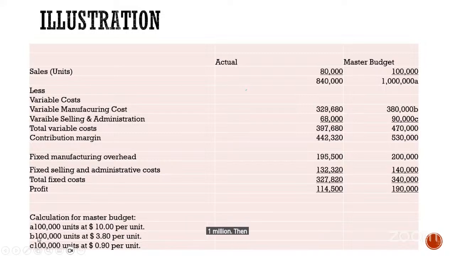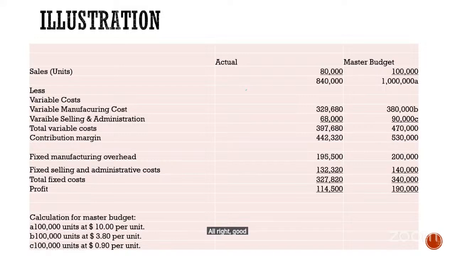Then B here. If you look at B, it is 100,000 units multiplied by 3.8 naira, which will give us 380,000. If you look at C here, 100,000 naira divided by 0.90. This C here, I got 90,000. That's how I got 10,000 naira.